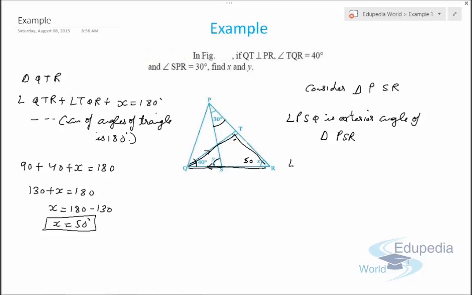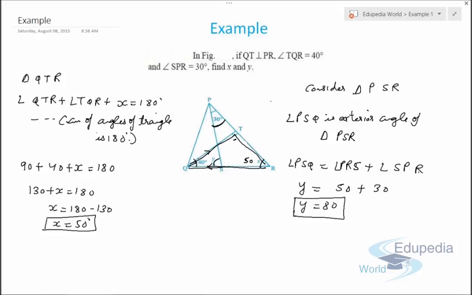So this means angle PSQ will be equal to the sum of interior opposite angles, which means it will be equal to angle PRS plus angle SPR. This angle Y will be equal to the sum of this angle plus X. So we can write, now PSQ is Y, so Y equals PRS is 50 degrees plus SPR is 30 degrees, so Y comes out to be 80 degrees. So this is the value of Y. This is how we can solve this type of question.